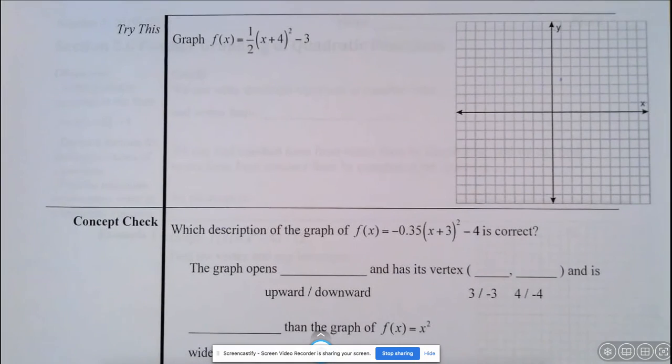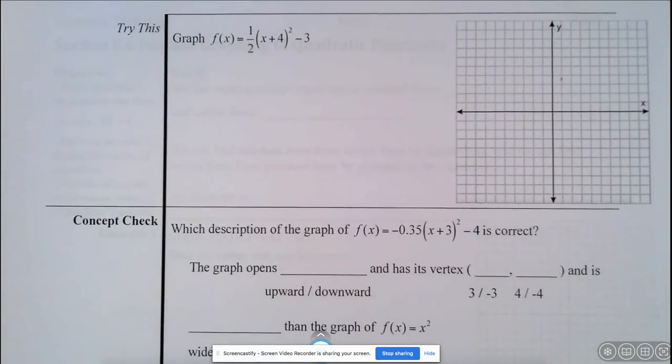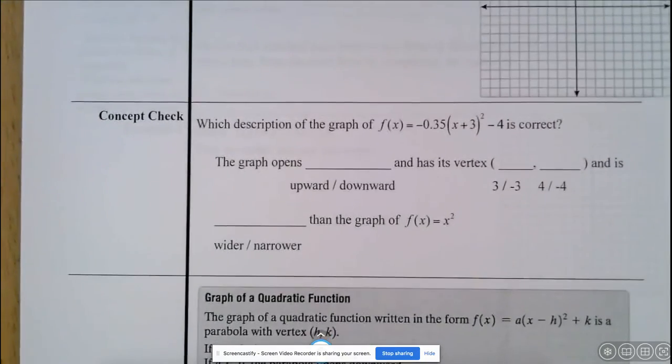All right, on the next page, I'd like you to try this and then describe in words what transformations, what movements are happening with this graph. So just like we did in the last example, we had 3 movements, right? In the last example, we said it moved to the right by 3, up by 5, and was half as tall. And I want you to describe this graph in that same way. And then, when you finish the try this on Edpuzzle, I'd like you to do the concept check.